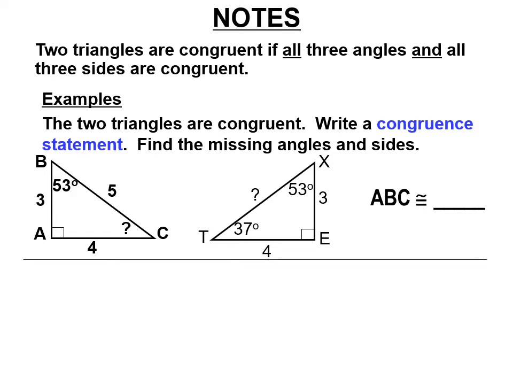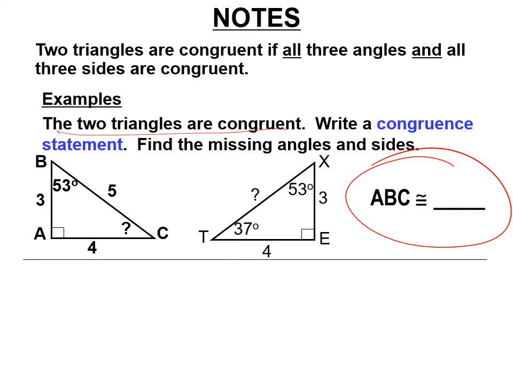Triangles are congruent if all three angles and all three sides are congruent. Everything has to match. What does this say? It says the two triangles are congruent. So I'm saying they're the same. I've just flipped it over. And so this thing over here is called a congruence statement. And you have to match the letters and you have to match everything up.